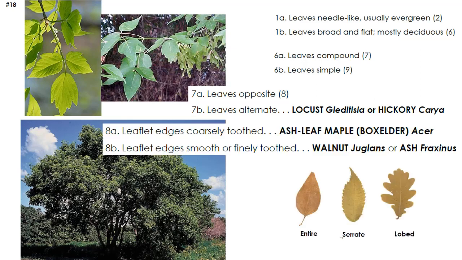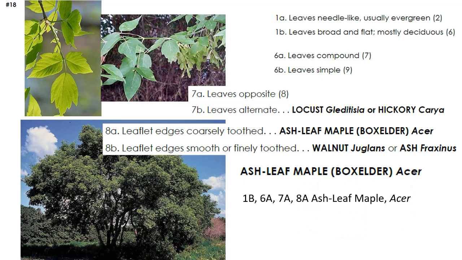Leaf edges coarsely toothed, or leaf edges smooth or finely toothed. And this is a nice example of a coarsely toothed leaf edge. I showed you on the bottom again what they look like. Serrate, that's the same as toothed. So this is an ash leaf maple or a box elder. And the whole path for that tree would be 1B, 6A, 7A, and 8A, which is the ash leaf maple.